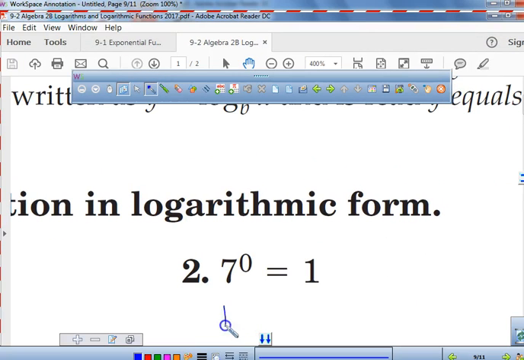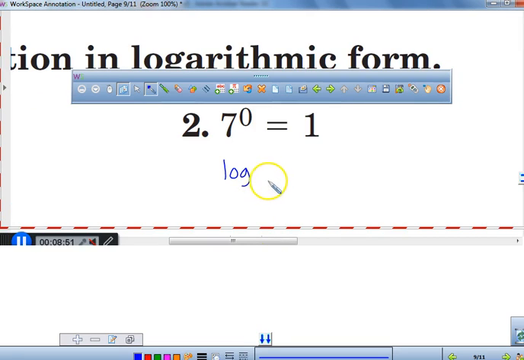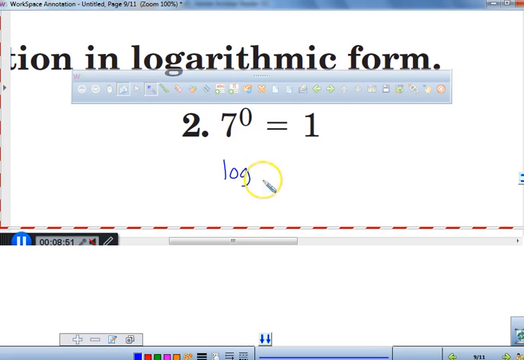Ready? Log, what's the base? Go ahead, Blue, what's the base? No. Yes, that's the base. Good. Parentheses 1. Right. What does that equal to?